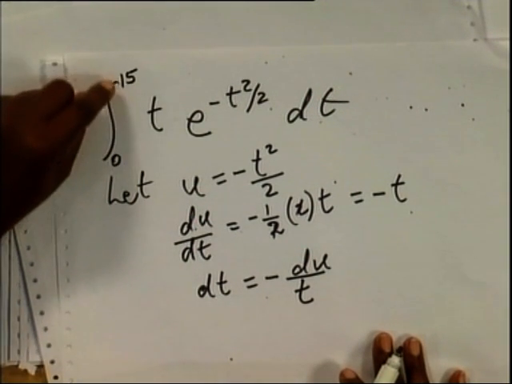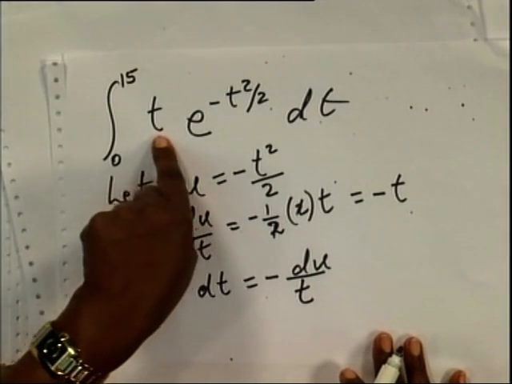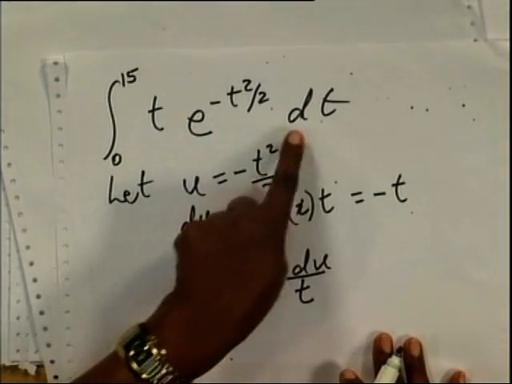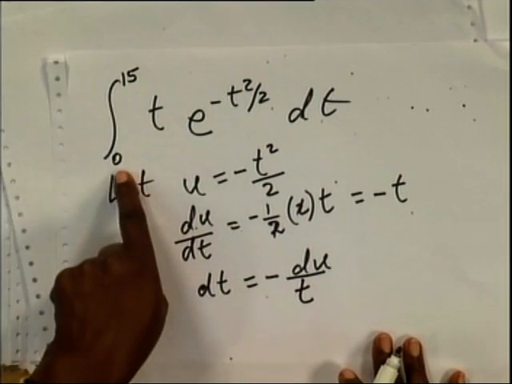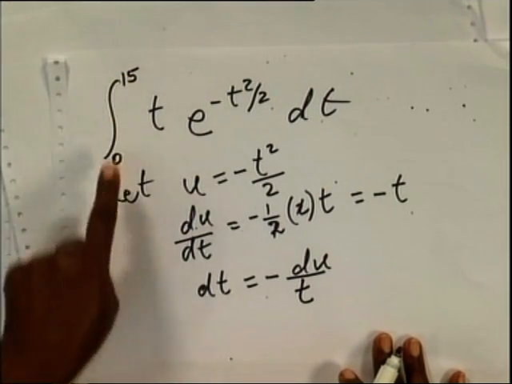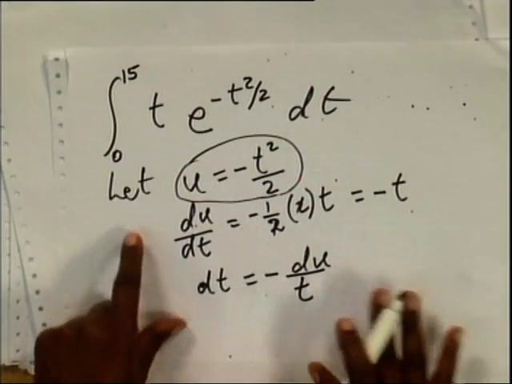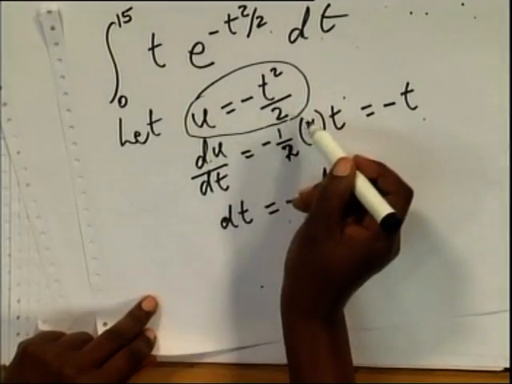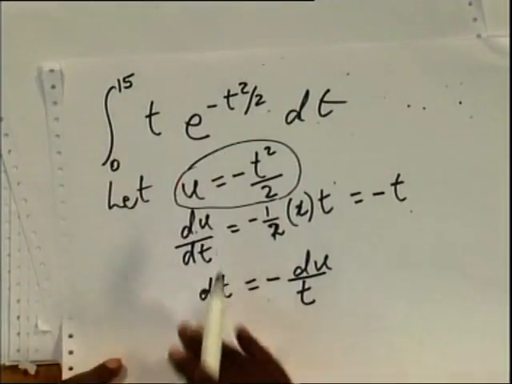Now, since I have the limits, these limit values 0 and 15 are the limit values of the variable t. But now, I have changed from t to u. Then also, I'm going to change my limit values from 0 and 15 using this substitution here. U is what I'm going to use. I said that since I have changed from t to u, then also I'm going to change my limit values of t to the limit values of u.